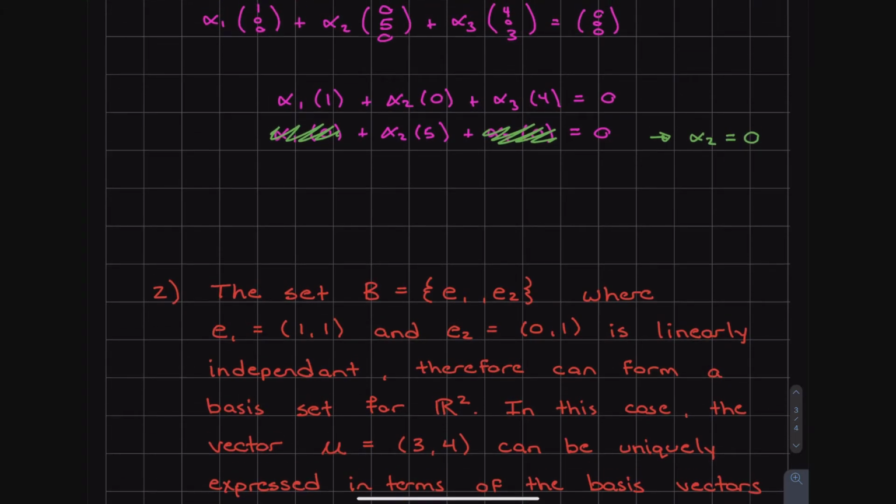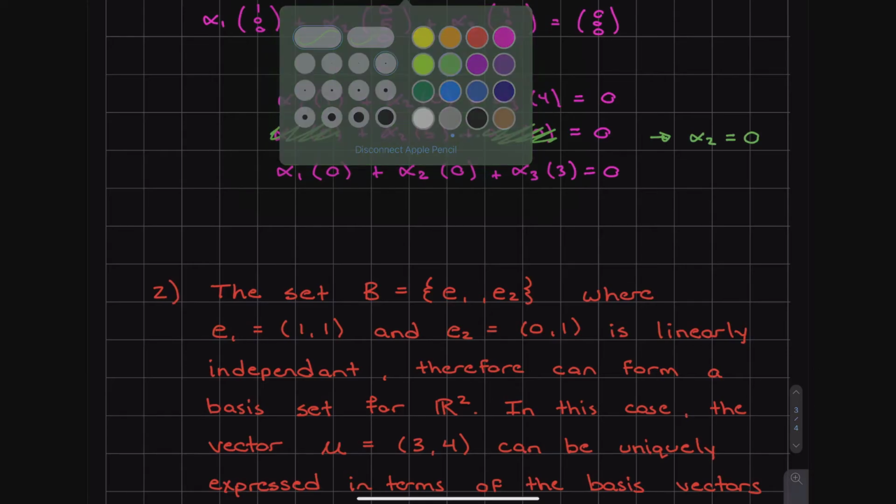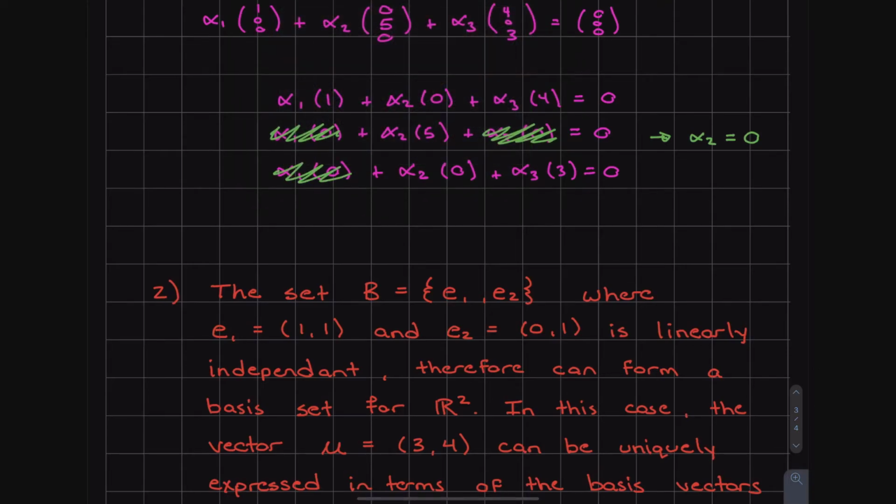All right, so finally, third equation. Got to go back to that neon pink. So we got alpha 1 times 0 plus alpha 2 times 0 plus alpha 3, but this time it's times 3, is equal to 0. So this is just like the second equation where alpha 1 times 0 is 0. Alpha 2 times 0 is also 0. So we're left with 3 alpha 3 is equal to 0. Well, the only way that holds true is if alpha 3 is equal to 0.